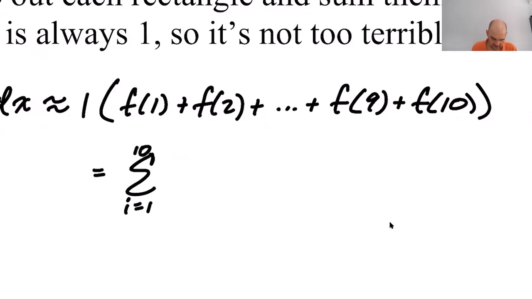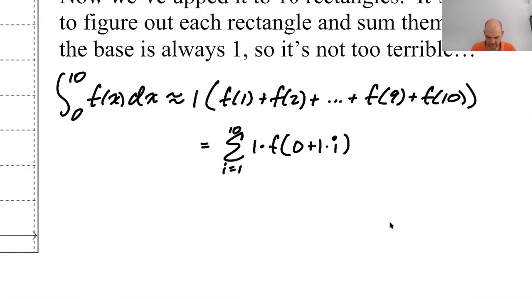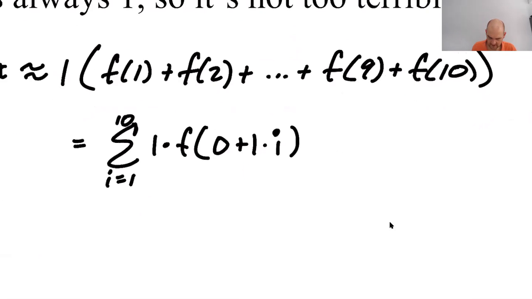So each of them has a base of 1 and then a height of f of 0 plus 1 times I, which usually I try not to, I'm so used to writing complex I that I put a little tail usually. Try to make them look different. I mean, there's kind of nothing you can do if you can't do it.